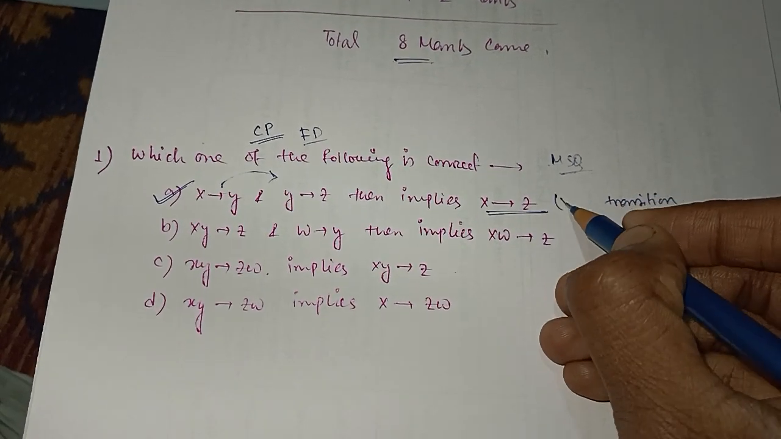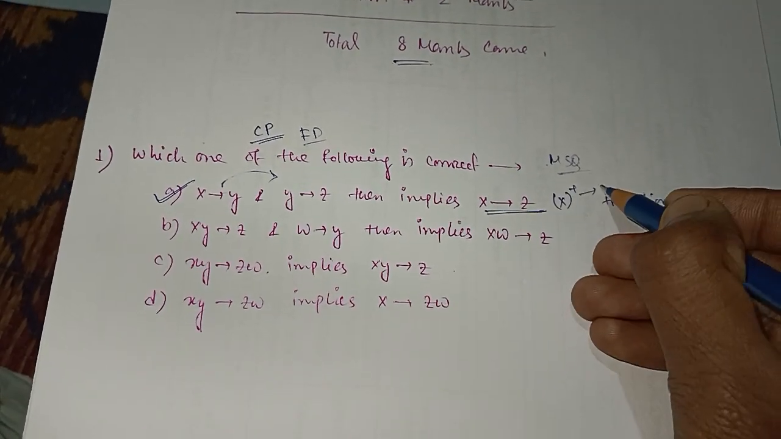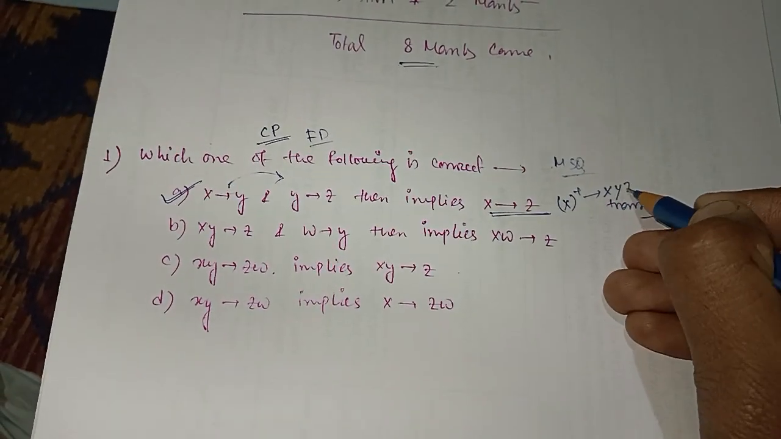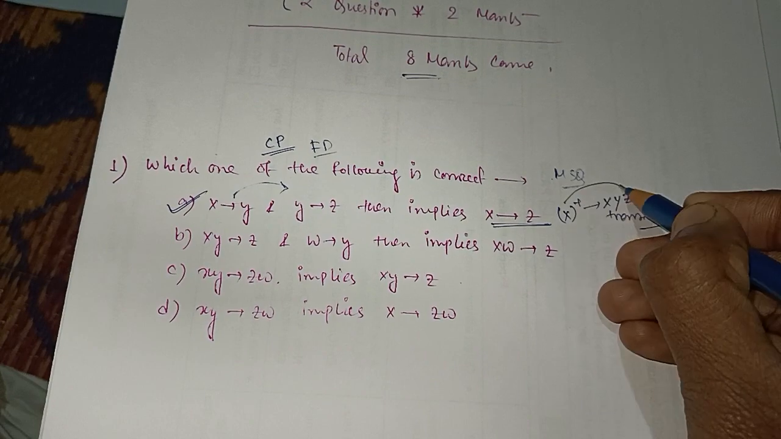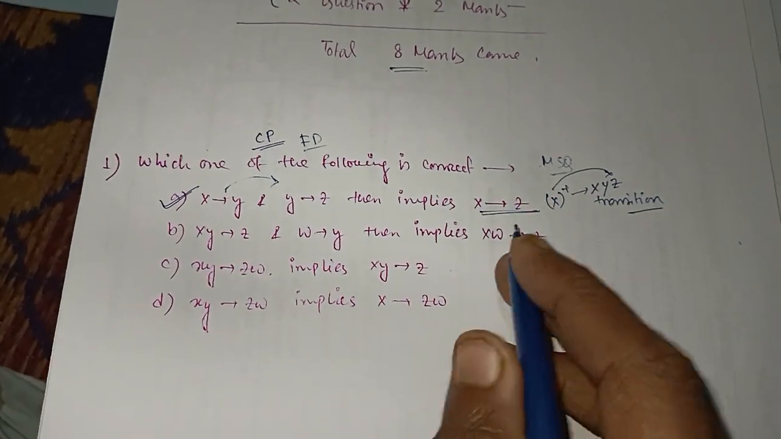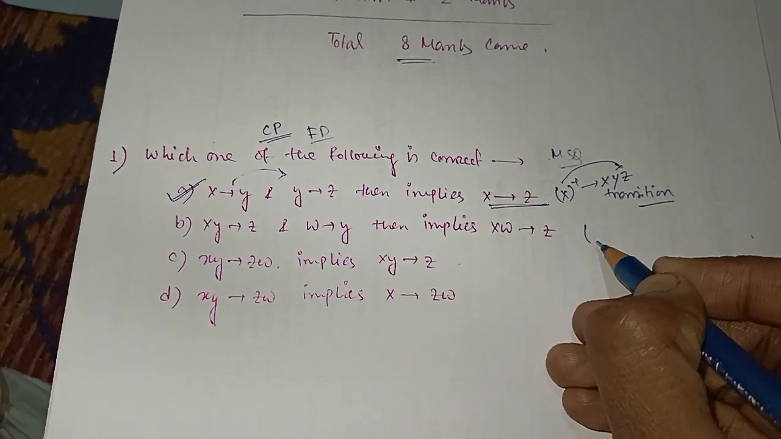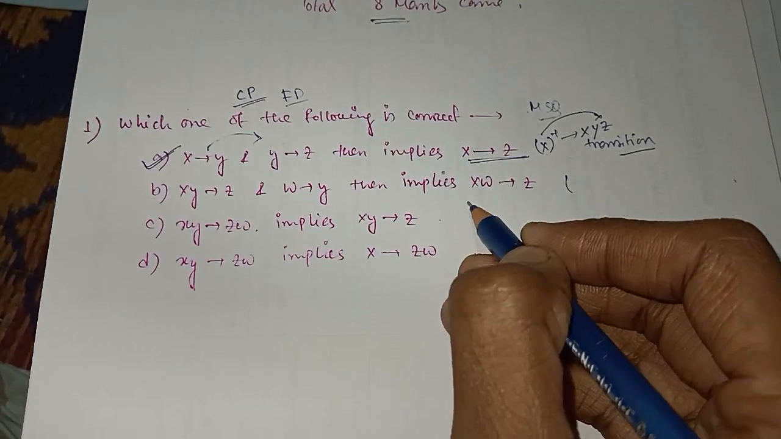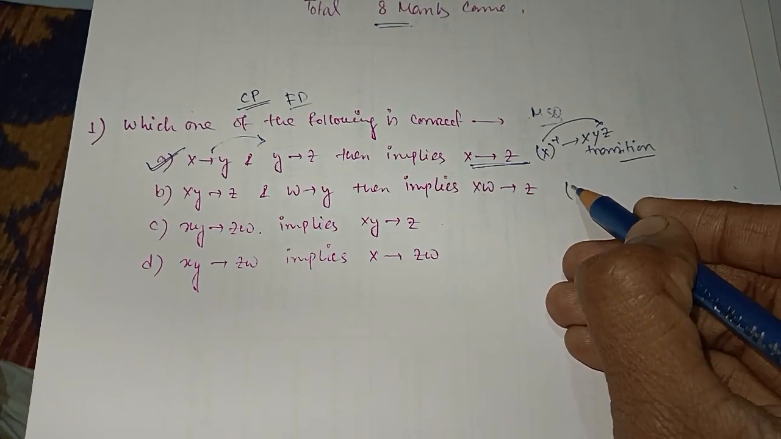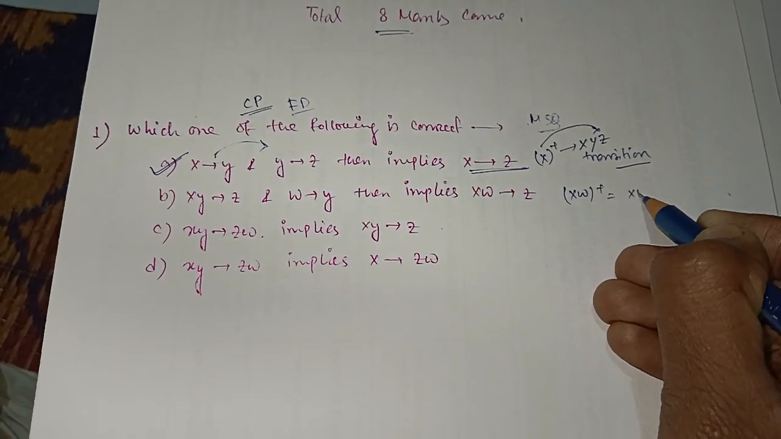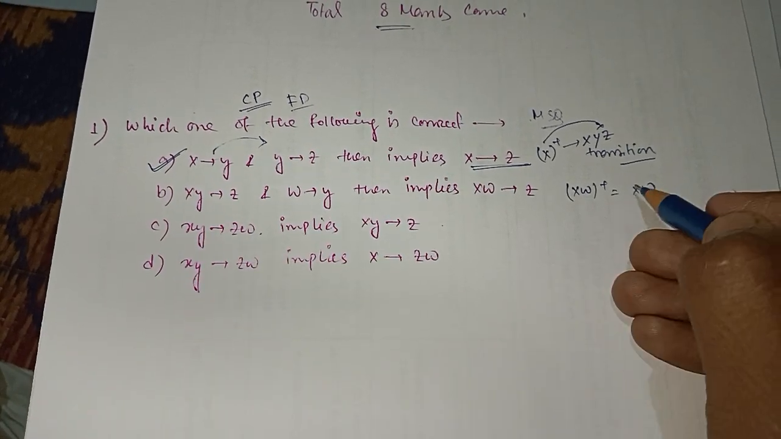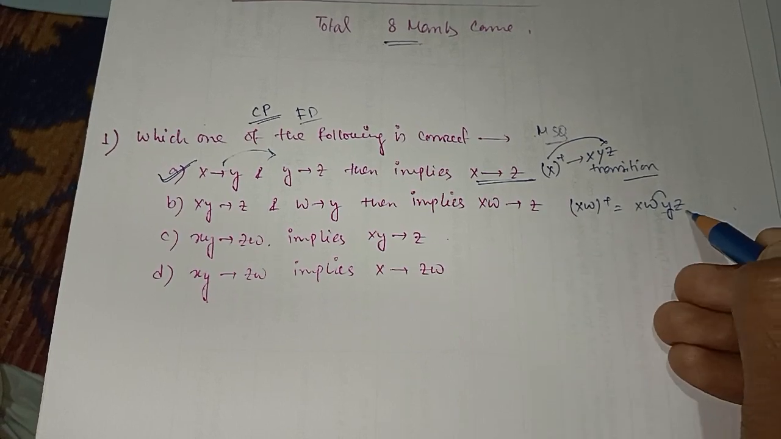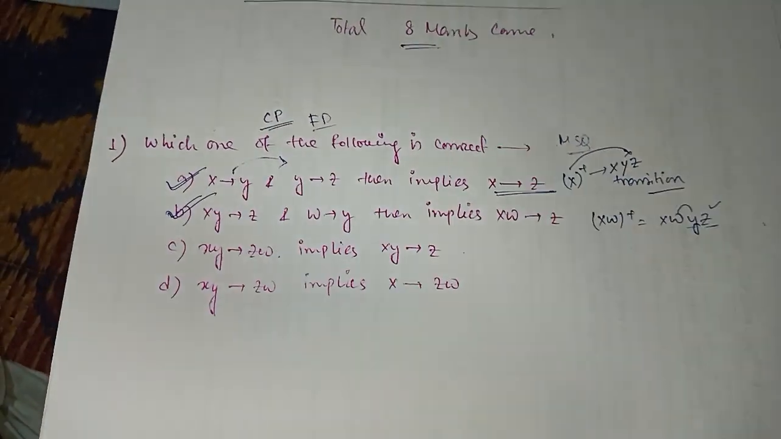Also we have to check the closure of X. In the closure of X, X derives Y so we add Y, and Y derives Z so we add Z. So for this closure we get Z, so this implication is true. Then, if XY derives Z and W derives Y, then XW derives Z. If we take the closure of XW, we get XW, from W we get Y, and with XY we get Z. So from the closure we get Z, and this option is also satisfied.